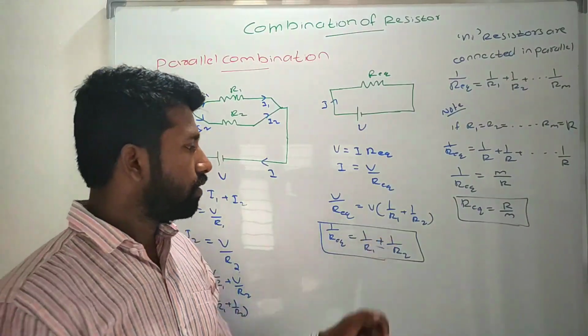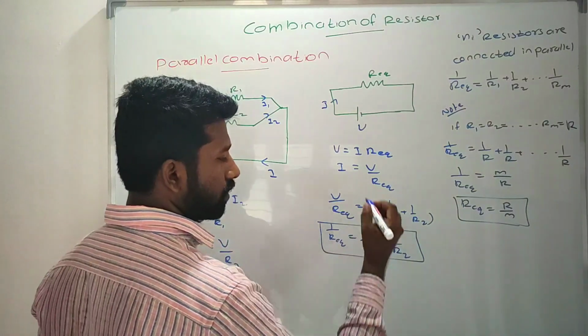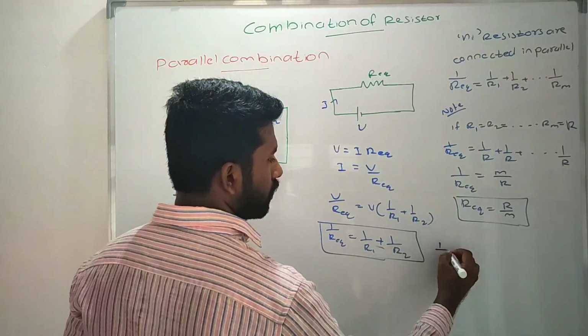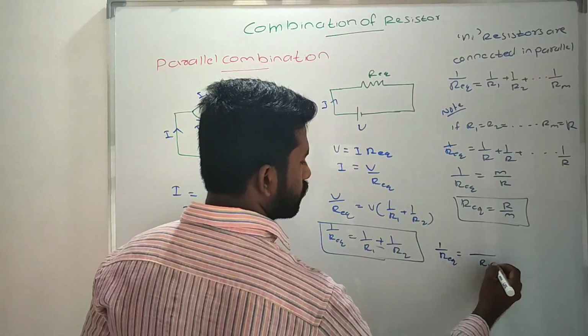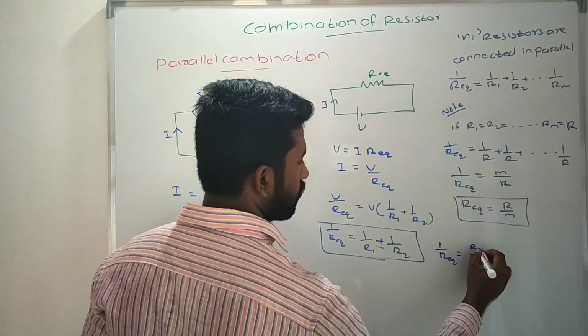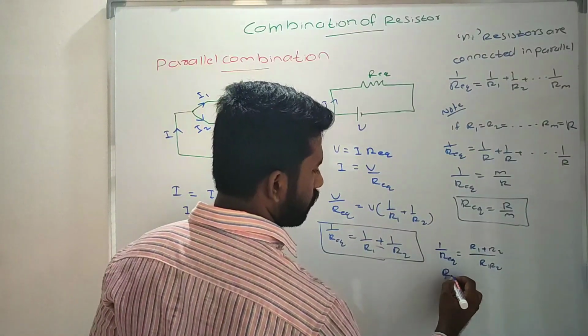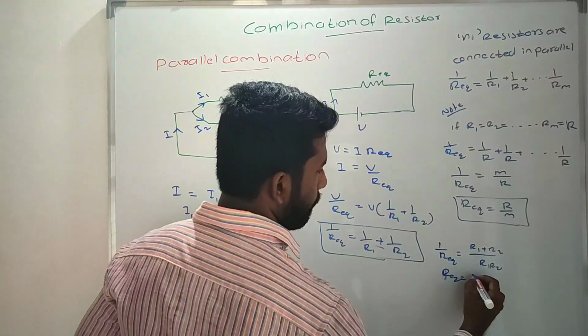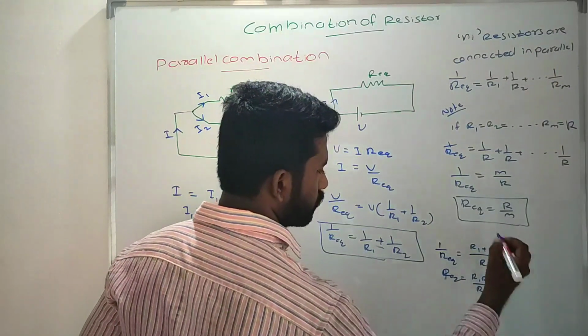Clear? Okay. Here we will discuss a special case. If two resistors are connected in parallel, what is the net resistance? Here 1 by R equivalent is equal to 1 by R1 plus 1 by R2, and taking the LCM you get R1 plus R2 over R1 into R2. So R equivalent is equal to R1 into R2 divided by R1 plus R2.